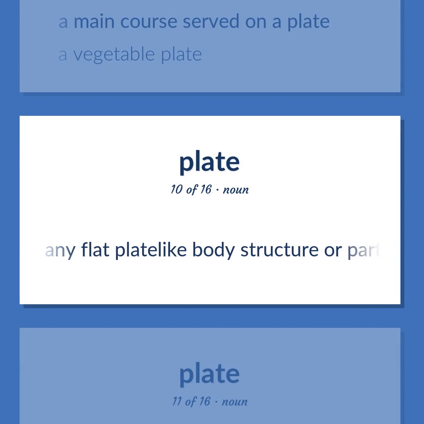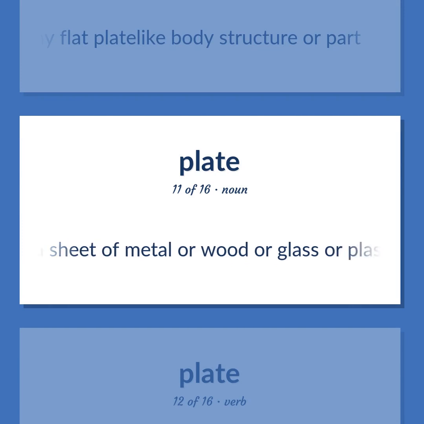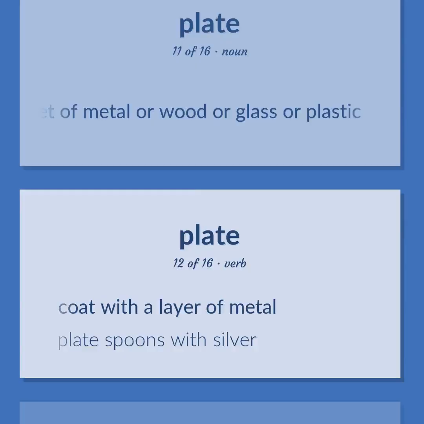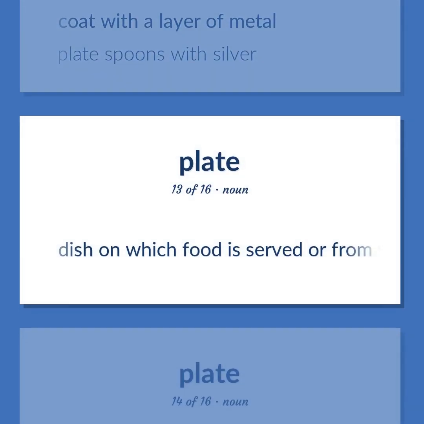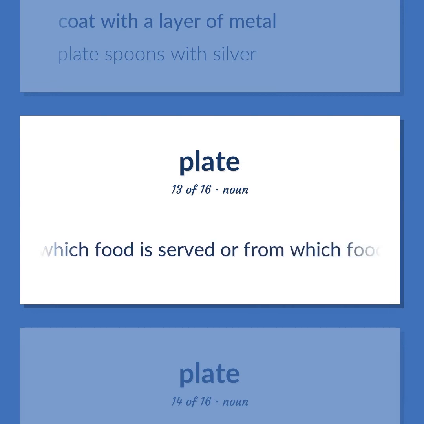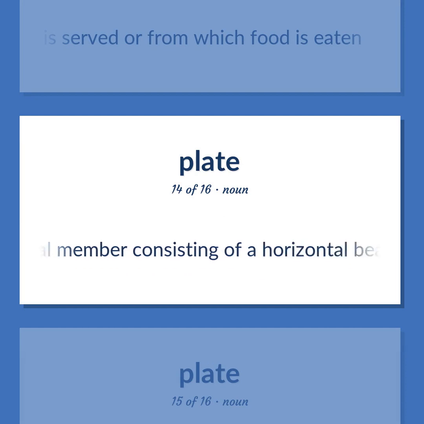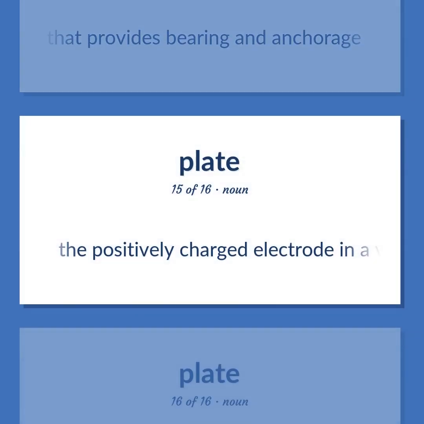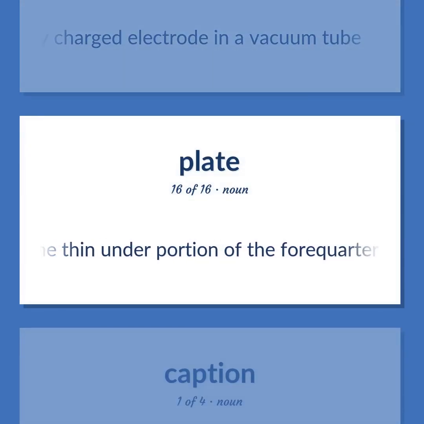Any flat plate-like body structure or part. A sheet of metal or wood or glass or plastic. Coat with a layer of metal. Plate spoons with silver. Dish on which food is served or from which food is eaten. Structural member consisting of a horizontal beam that provides bearing and anchorage. The positively charged electrode in a vacuum tube. The thin under portion of the forequarter.